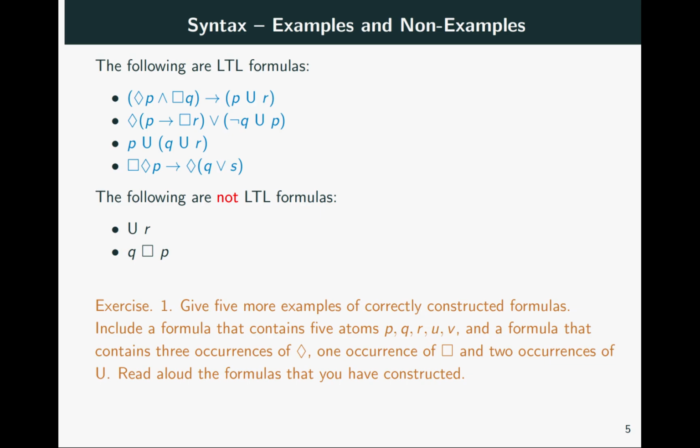Okay, time for an exercise, which is a way for me to check that you are still awake. First, please give 5 more examples of correctly constructed formulas. Among these, one of them should be a single formula that contains 5 atoms. And another one should be a single formula that contains 3 occurrences of eventually, 1 occurrence of always, and 2 occurrences of until. After you constructed them, please read them aloud. Moreover, give 2 examples of incorrect formulas that do not contain until or always.